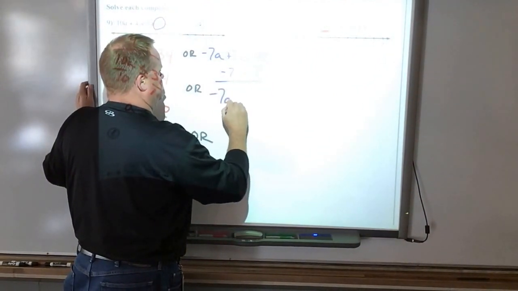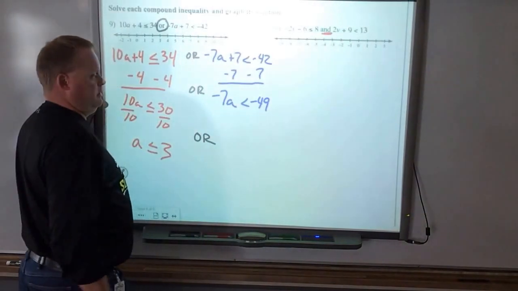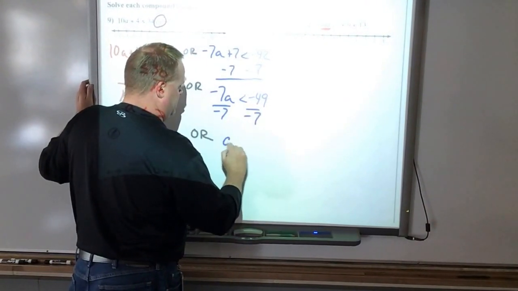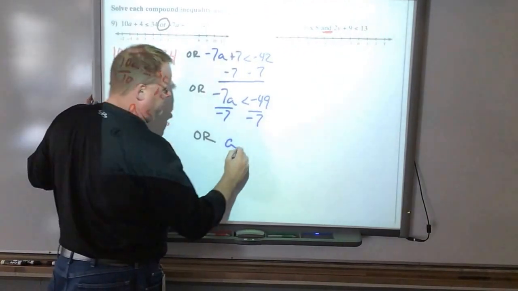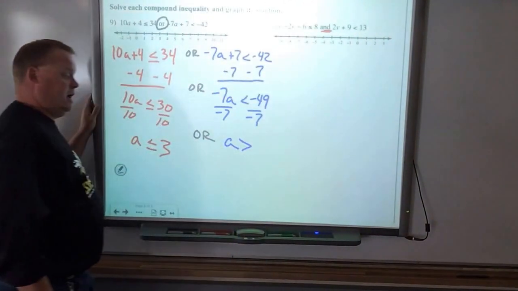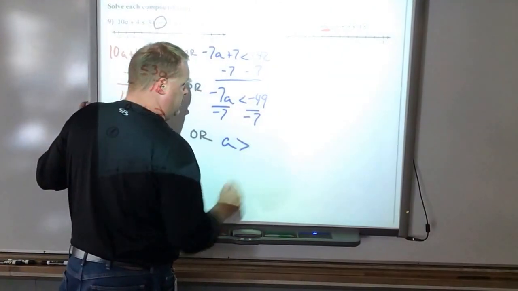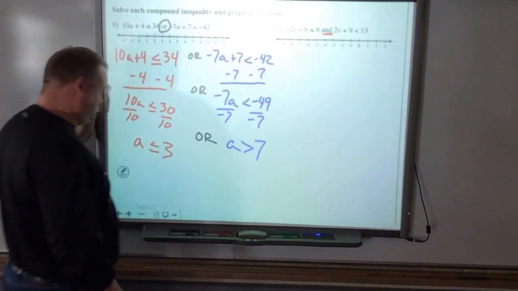That gives me negative 7a is less than negative 49. I'm going to divide by negative 7, divide by negative 7. Here's where we knew it was going to flip, right? Dividing by a negative makes my inequality flip to the other side, so it makes it greater than. And negative 49 divided by negative 7 becomes a positive 7.